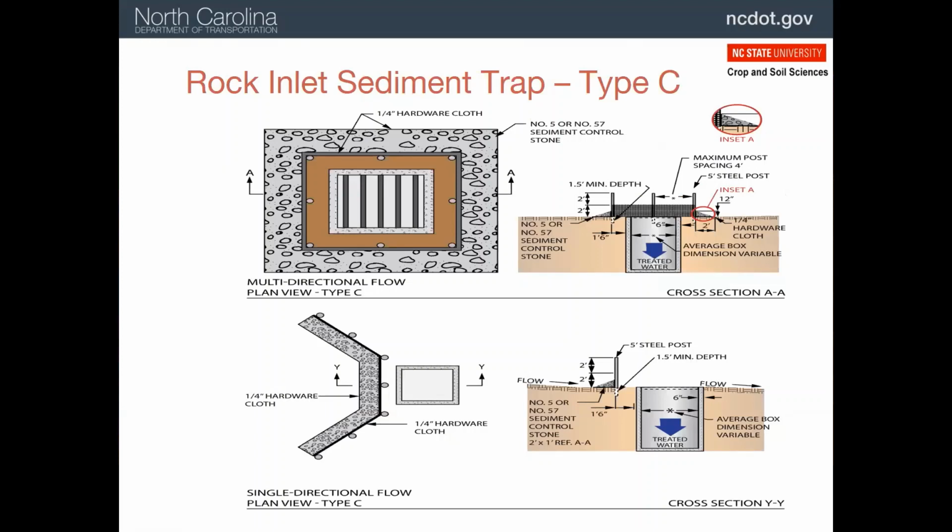Type C has steel fence posts on 4-foot spacings, and they either surround the inlet, as you see up in the top here, if water's coming in from all directions, or they may be placed on just one side of the inlet if the water is coming from just one direction, such as in a ditch line.